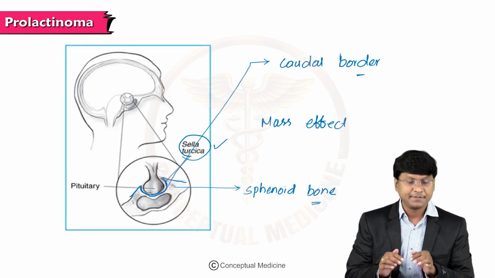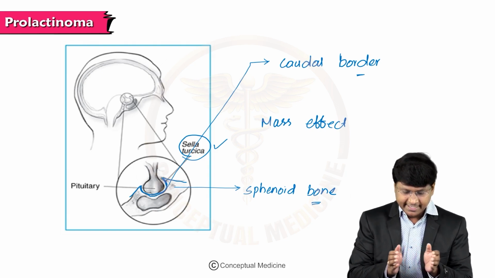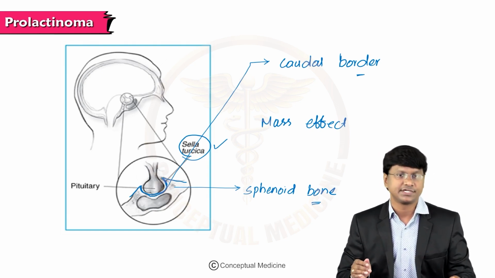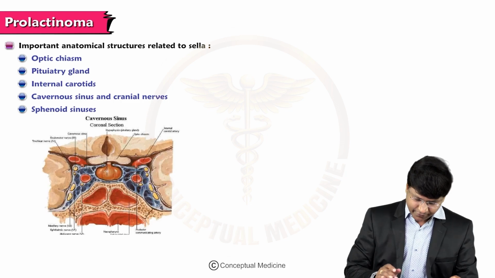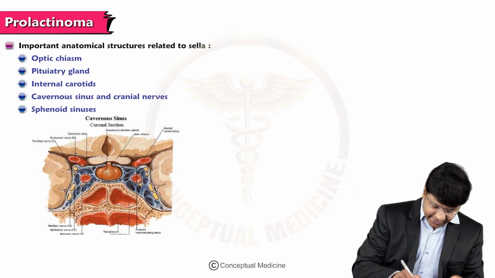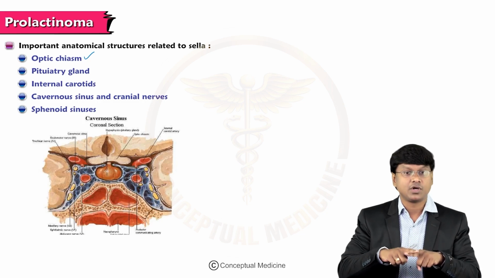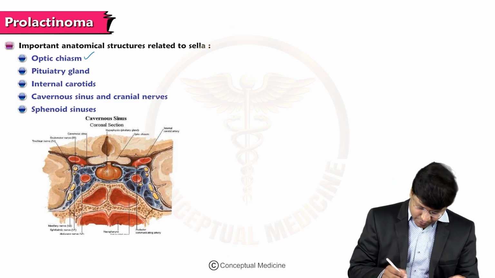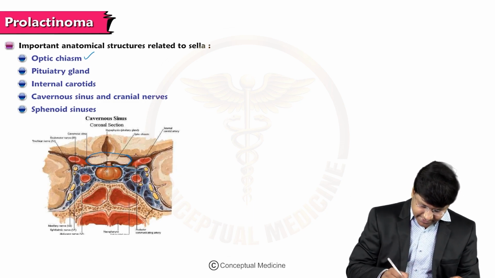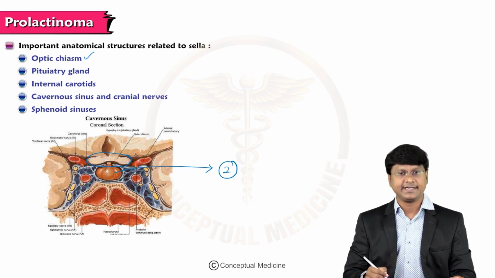Very simple. When the pituitary gland is enlarging within the sella turcica, it can cause compression on the surrounding structures. Now you should know what those surrounding structures are. These are all the surrounding structures around the sella. That includes the optic chiasma. What is the optic chiasma? It is nothing but the crossing of your optic nerves, right? So this is your optic chiasma. Next, the second important structure in the sella turcica is the pituitary gland itself.